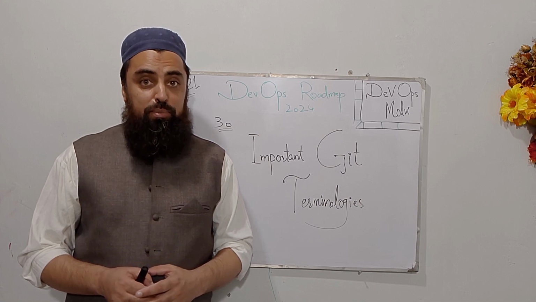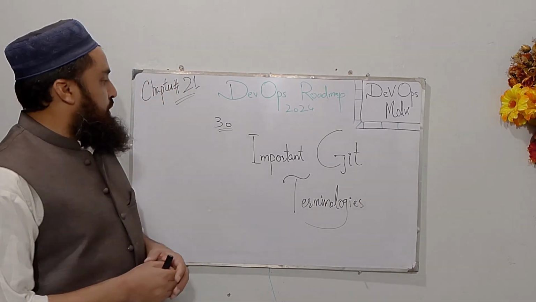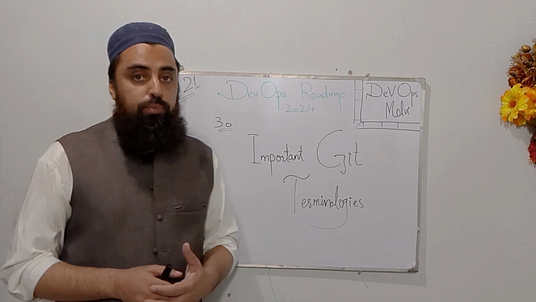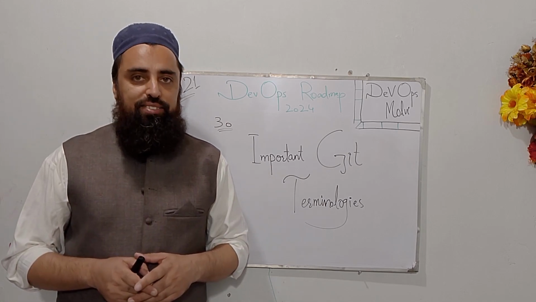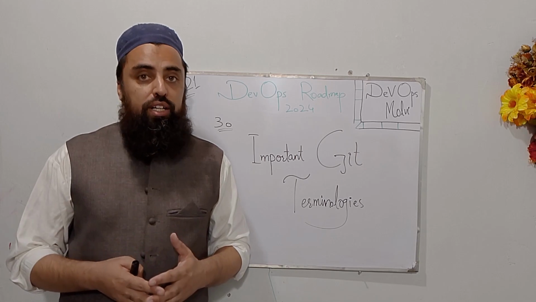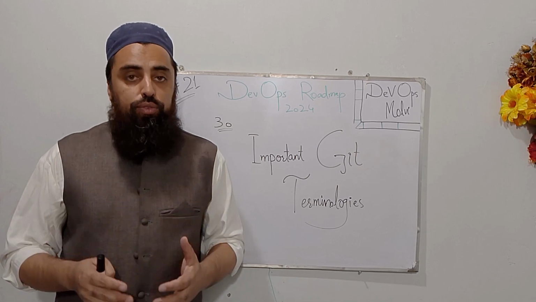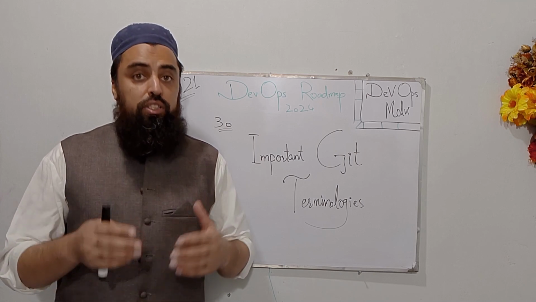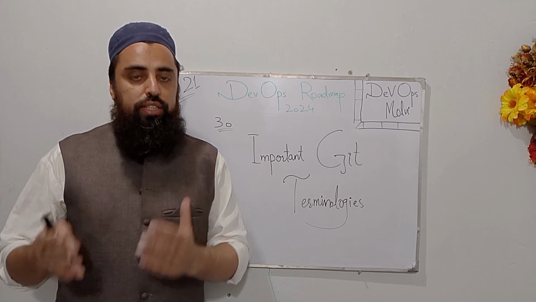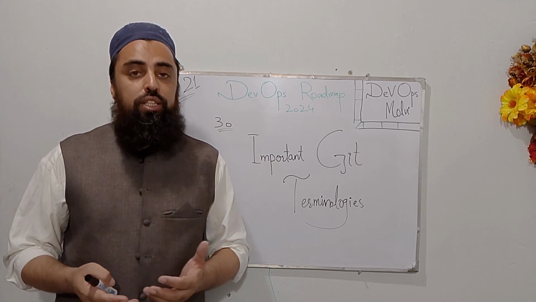This is our chapter number 21 in which we are going to talk about 30 important Git terminologies you must know as a DevOps engineer. Guys, in the last lecture we covered how Git works. And now there are a couple of terms you must know as a DevOps engineer because you are going to work with Git a lot in your day-to-day routine stuff.